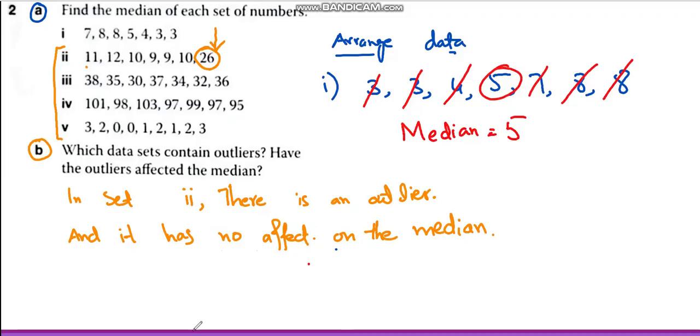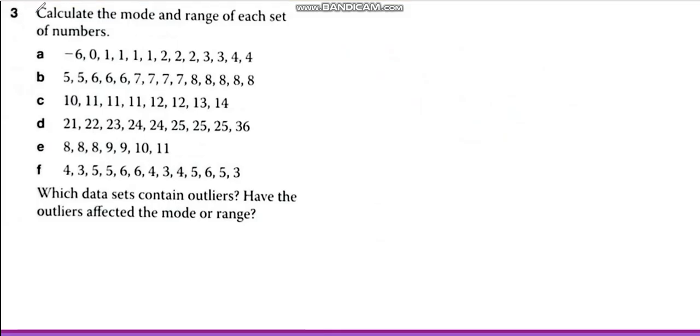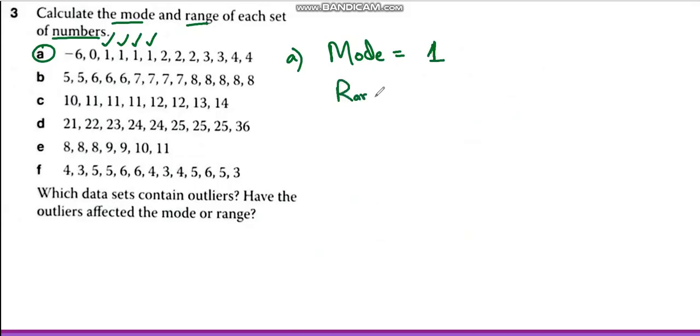Now let's proceed to the next question. In question number 3, they want us to calculate the mode and range of each data set. So in A part, mode is basically the most frequent value in the data set. In the first part, the mode is definitely 1, because 1 is being repeated 4 times. So 1 is the mode, and range is basically the difference of the maximum and minimum value.